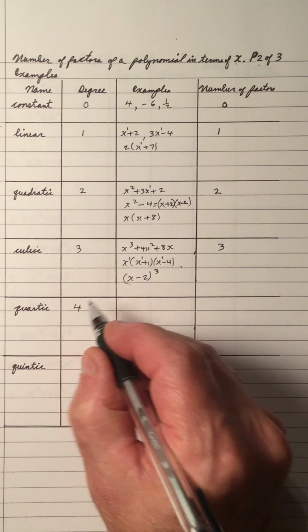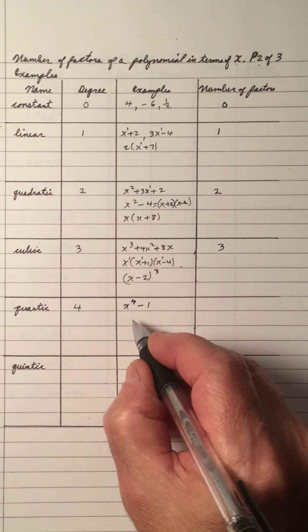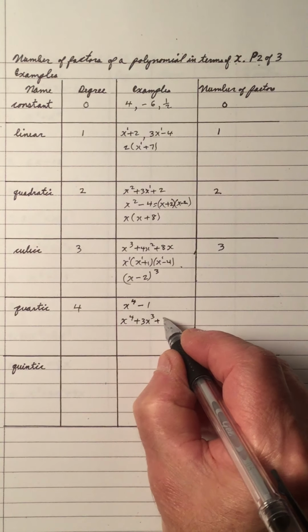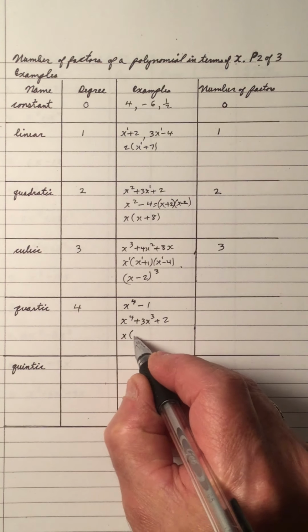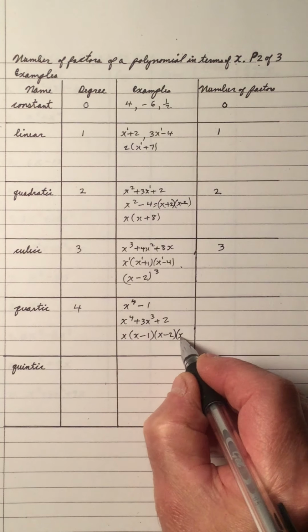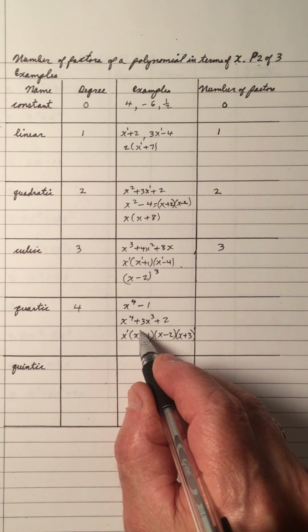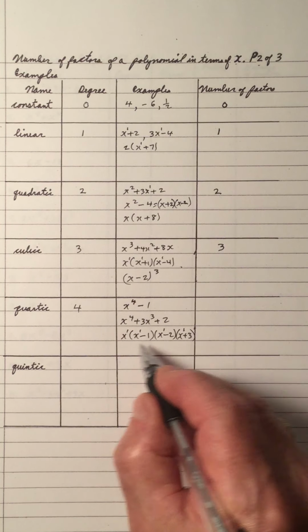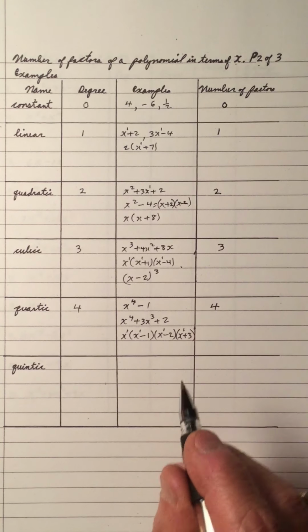Quartics have degree 4. Examples of a quartic are x to the 4, x to the 4 minus 1, and x to the 4 plus 3x cubed plus 2. Again, the highest degree here is 4. Or you could have x times x minus 1 times x minus 2 times x plus 3. Each of those is a linear factor, degree 1. So you have 1, 2, 3, 4. The number of factors is 4.